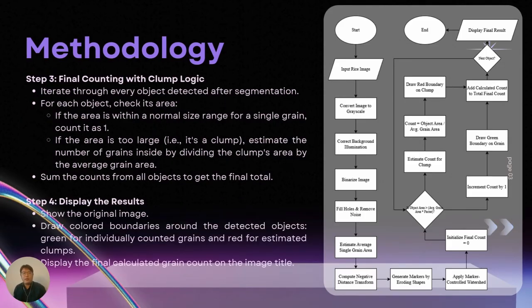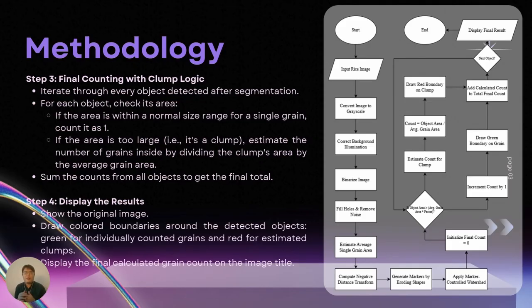Finally, the counting with count logic. We'll iterate through every object detected after segmentation, and for each object, we'll check whether its area is within a normal size range for a single grain, and if so, we count it as 1. But if the area is too large, we estimate the number of grains inside the clump by dividing the area by the average grain area. And then we'll sum up the counts for all objects to get the final total. It will loop until every object is processed.